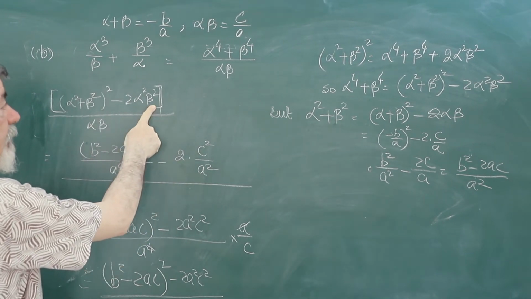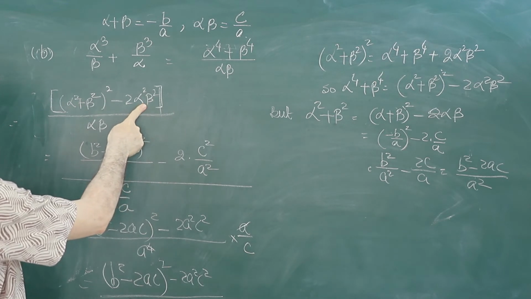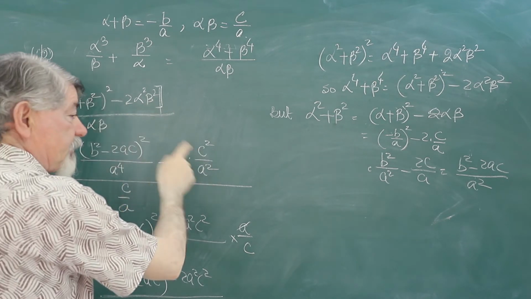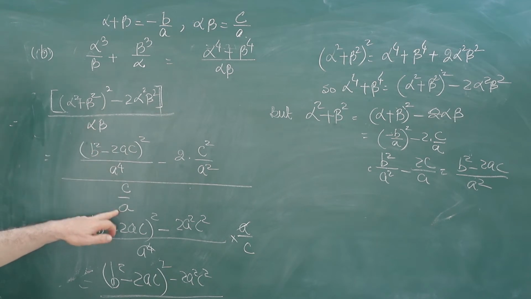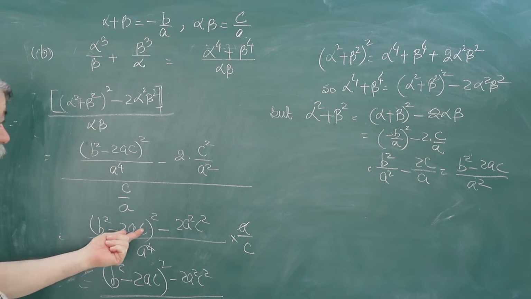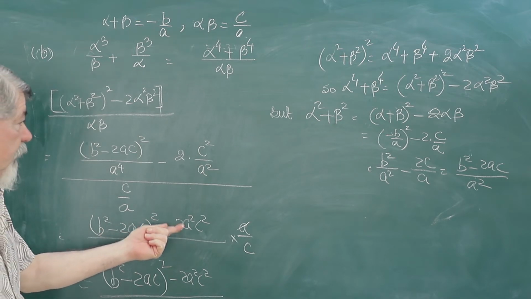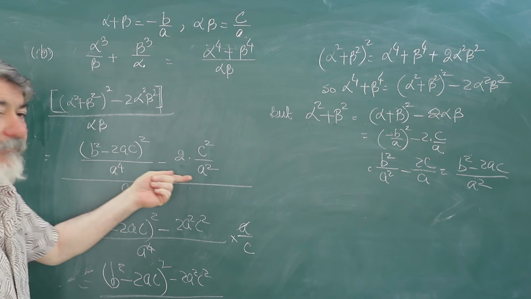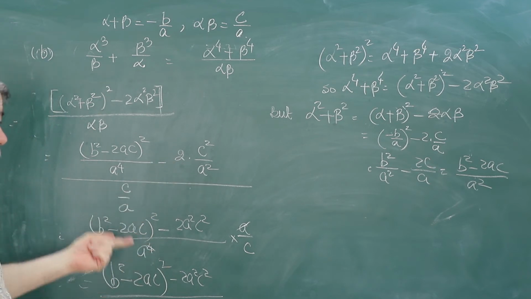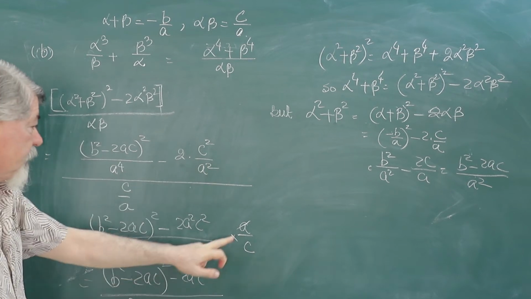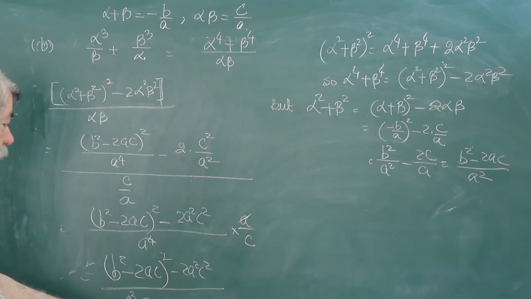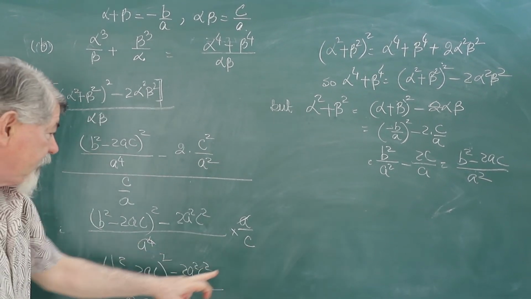Alpha beta is c upon a, because it is alpha square beta square, so it becomes c square upon a square. Now it is simple simplification: (b square minus 2ac) whole square minus 2a square c square, when we have taken a4 as the LCM, and then bringing it up, it will become a upon c. A will cancel, so a to the power 3 will remain and c will remain.